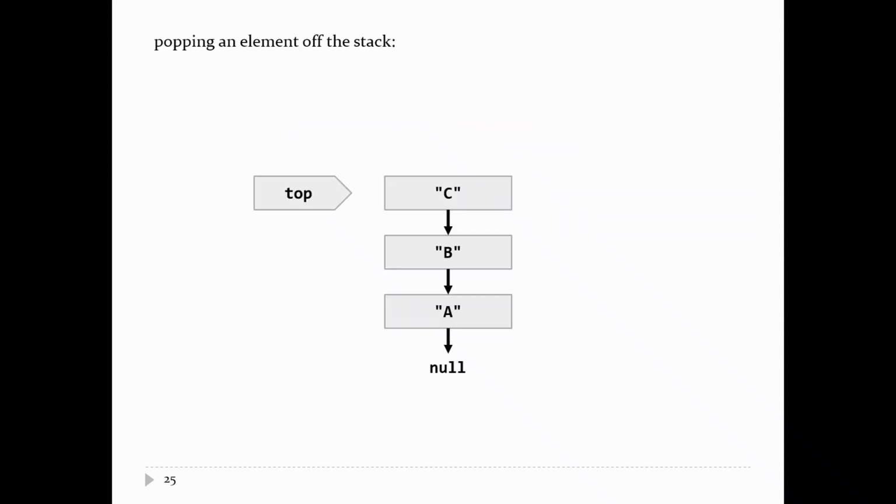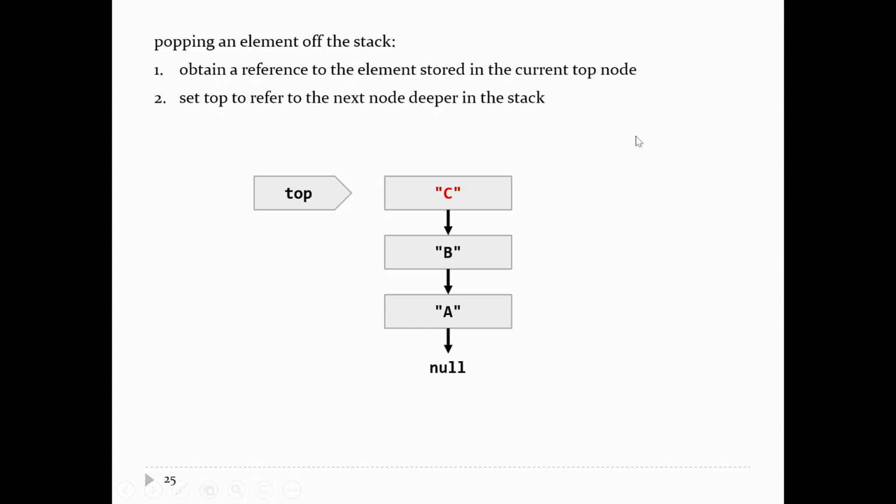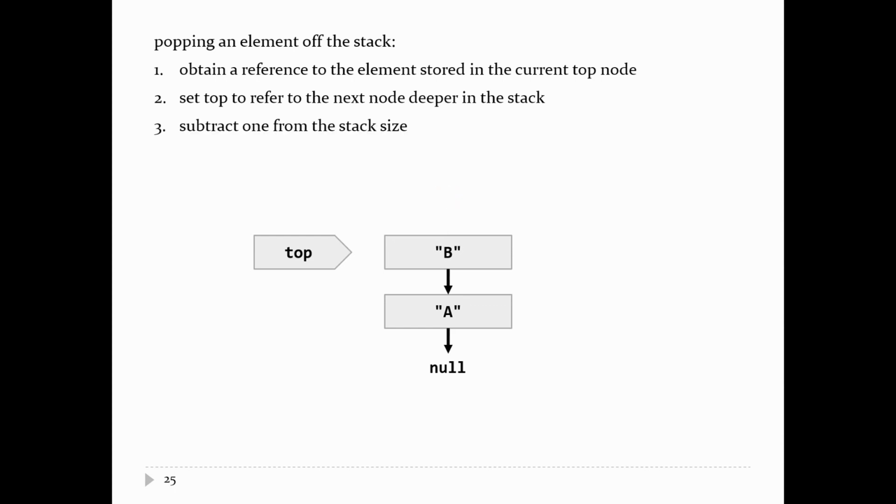Now what about pop? Pop's also easy. You remember what's currently sitting on the top of the stack. So I remember that the C is currently sitting on the top of the stack. I adjust top to point to the next element in the stack. I subtract 1 from the stack size, and then I return the reference obtained in step 1. So again, it's just 4 steps.